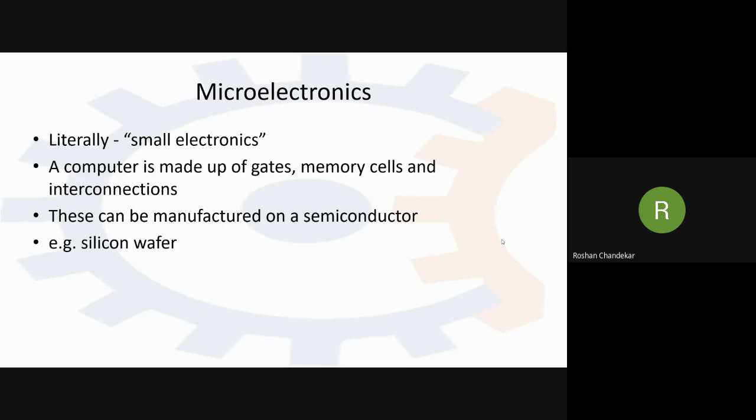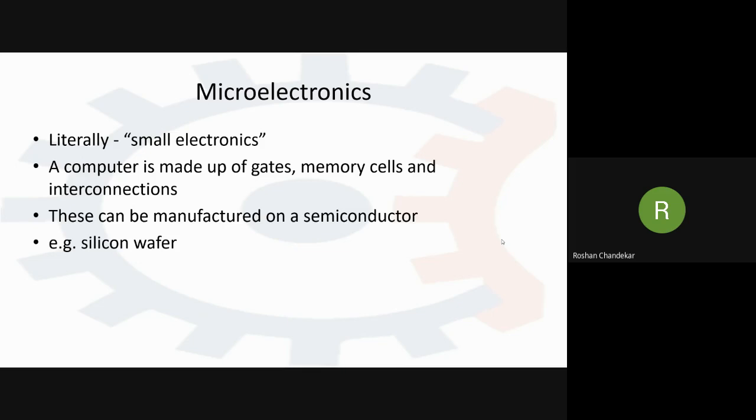Then microelectronics, literally small electronics. In the vacuum tube era, if we had to store data, room-size machines were needed. But nowadays there are ICs, small electronic chips, where we can store GBs and TBs of data. That is microelectronics, the small electronics. A computer is made up of gates, memory cells, and interconnections.